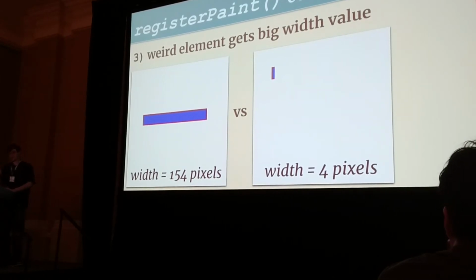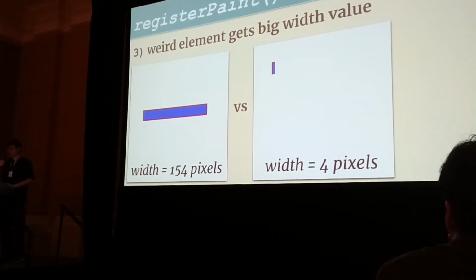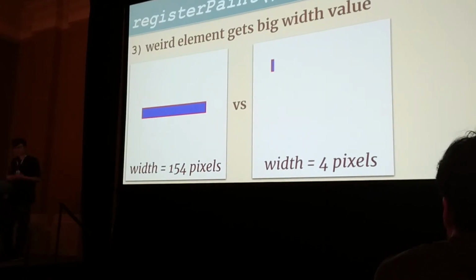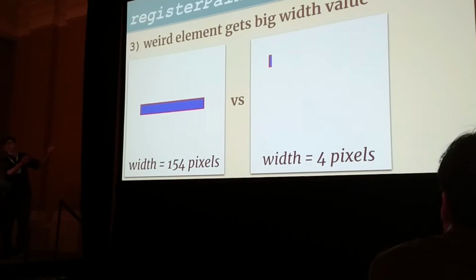Versus if we don't make that call to register paint from inside the paintlet script, then we'll end up getting a small width value, like 4 pixels. And once again, I'm showing you visuals here, just for explanatory purposes. In practice, this is all invisible to the victim.